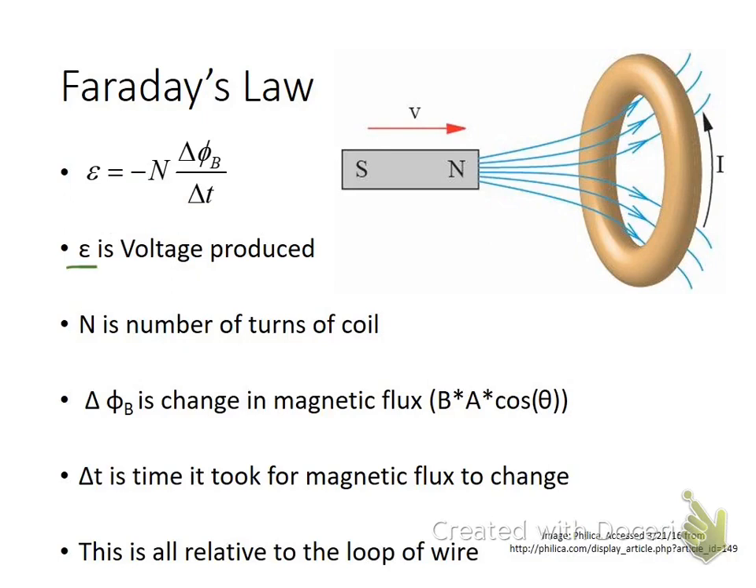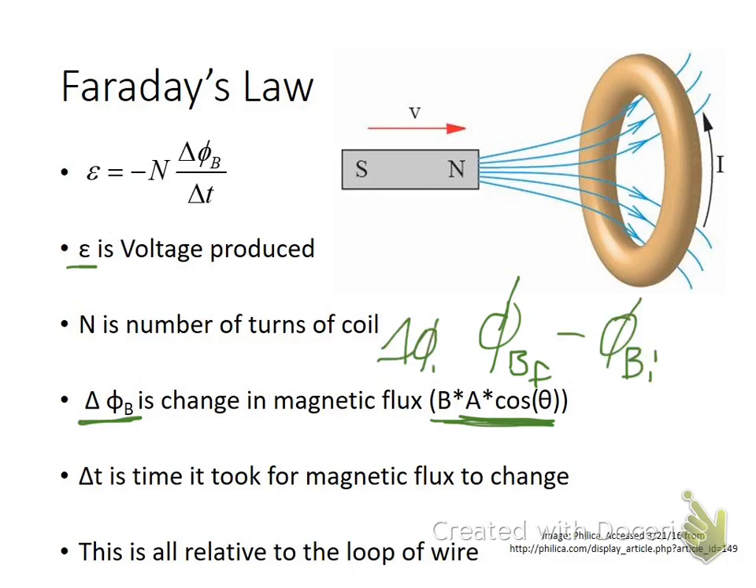Now, epsilon is going to be the voltage produced, sometimes called the EMF. N, again, is the number of turns of coil. Change in phi is the change in magnetic flux. So, basically, the magnetic flux has to change in order to produce a voltage. This means you can find B times A times cosine theta at the end, subtract B times A times cosine theta at the beginning. That'll be your change in magnetic flux. And by the way, delta T is the amount of time that it took the magnetic flux to change.